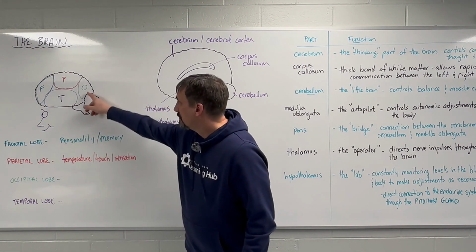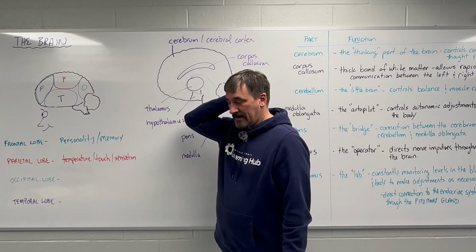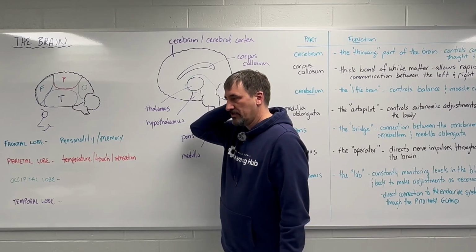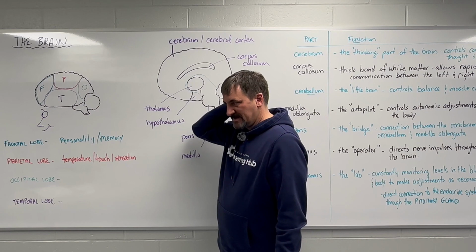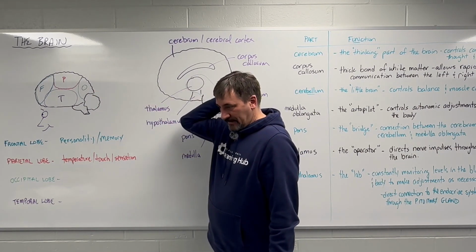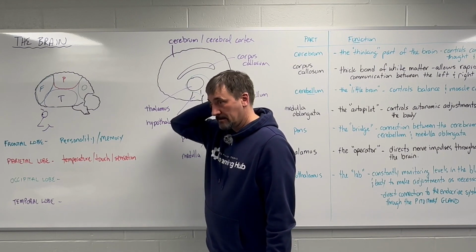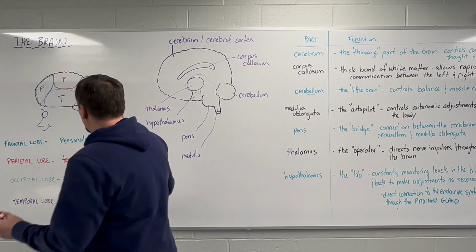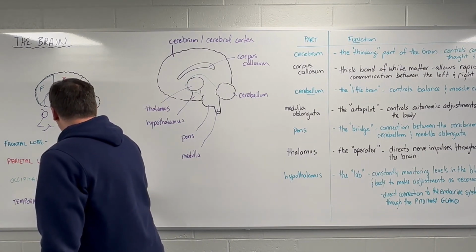The occipital lobe, which is at the back, right? In fact, if you touch the back of your skull, there's probably a bump right there. It's called the occipital protuberance, which means it sticks out at the occipital area. And if you whack that, your eyes pop out, right? So that's really easy to remember that this has to do with vision.